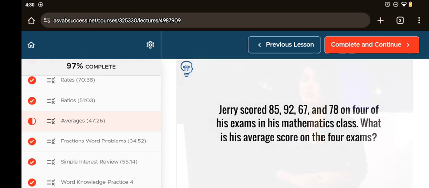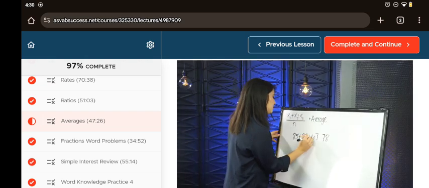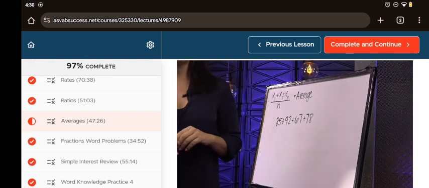Jerry scored 85, 92, 67, and 78 on 4 of his exams in his mathematics class. What is his average score on 4 exams? First thing that we need to do is add these up. So I have the numbers written here. Let's go ahead and add these up. When we add these numbers up, we get 322.